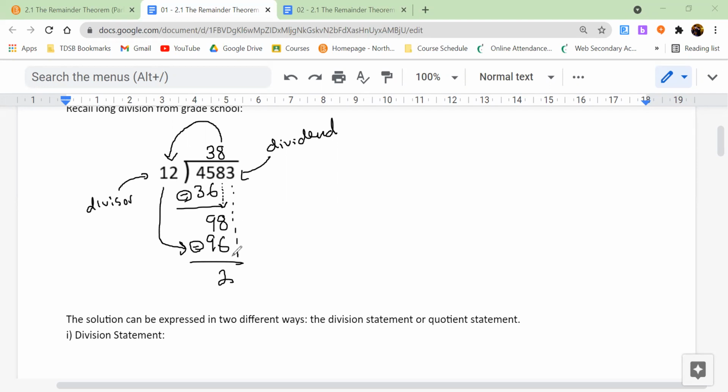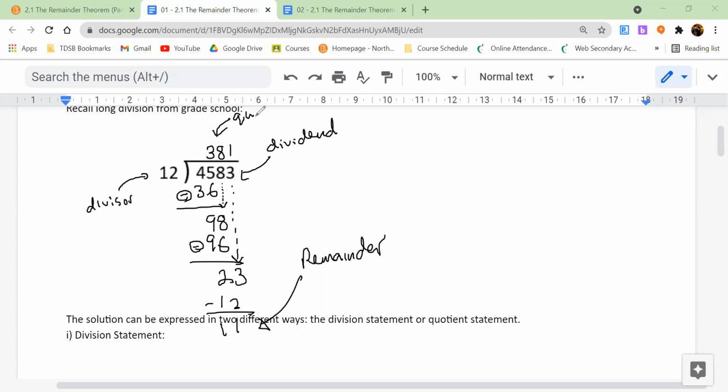The last number drops down and turns this into a 2-digit number. What do I have to multiply with 12 to get as close to 23 as possible without going over? The answer is 1. So 1 times 12 gives me 12. And when I subtract, it's an 11. This is smaller than 12. I have no more numbers to bring down. And so this is going to be my remainder. And the answer that you get at the top, this is your answer, aka an answer to a division is called a quotient.